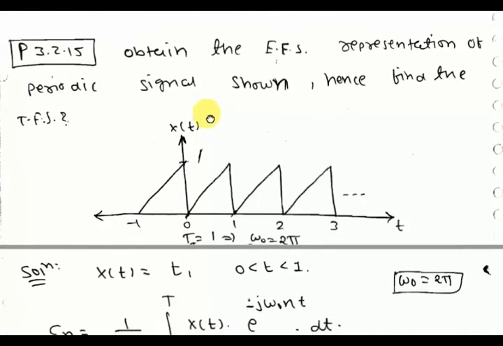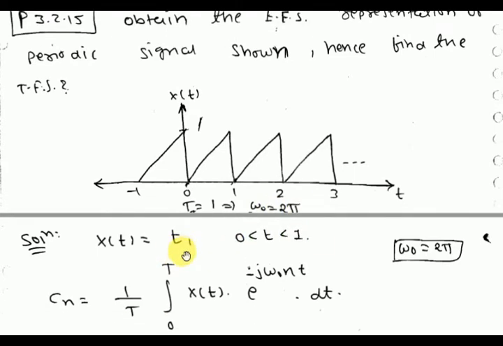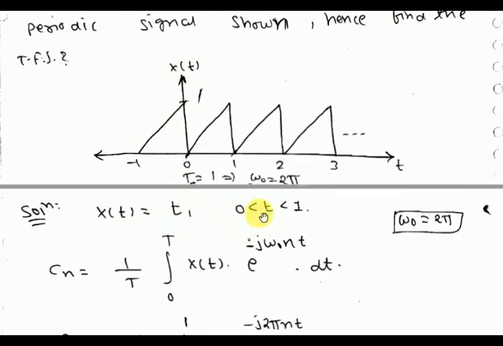One problem: obtain the exponential Fourier series representation of the periodic signal shown, hence find the trigonometric Fourier series. First of all, we have to find the exponential Fourier series, then convert it into the trigonometric Fourier series. Here the fundamental period is T equal to 1, so omega naught will be 2 pi by T equal to 2 pi. We can write the equation of x of t equal to t for 0 to 1. For one period its value is t.